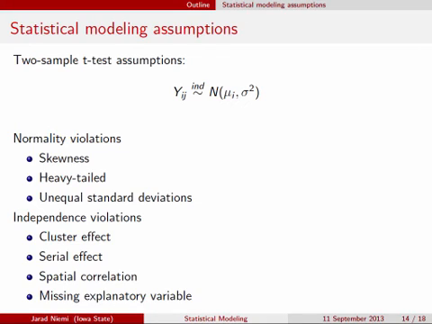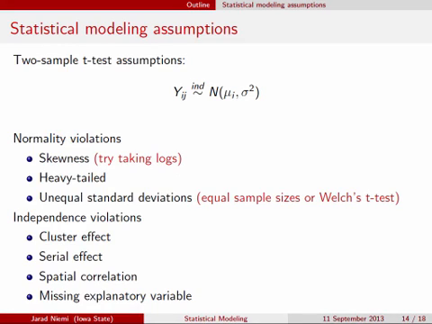All right? So we have ways of dealing with some of these within the context of the test that we want to do. So if the data are skewed, you can try taking logs, and maybe then the logs of the data look approximately normal. If the data have unequal standard deviations, we mentioned that if you have equal sample sizes, then you're going to be pretty robust to the fact that they have different standard deviations. Alternatively, we could use Welch's t-test. Right? So we basically have ways of dealing with a couple of these pieces.